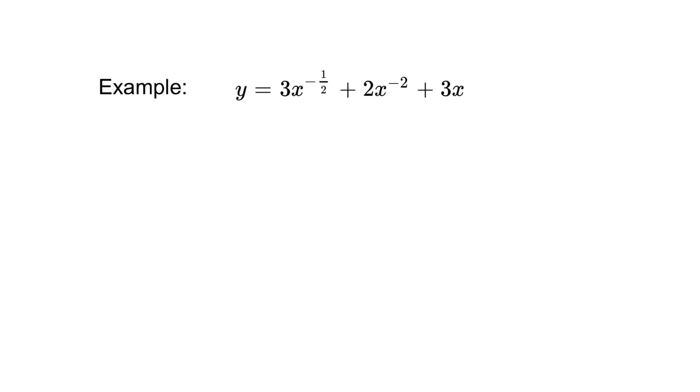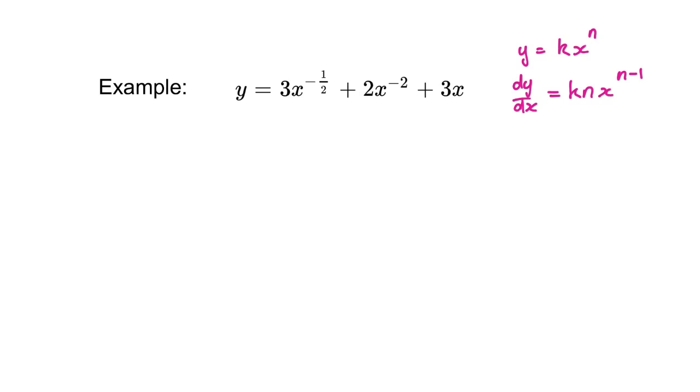Now we're going to be taking the derivative of y, so y is equal to 3x to the power of negative a half plus 2x to the power of negative 2 plus 3x. Because all of these are polynomials, we can use the polynomial rule, which for y is equal to kx to the n, dy dx is equal to knx to the n minus 1.